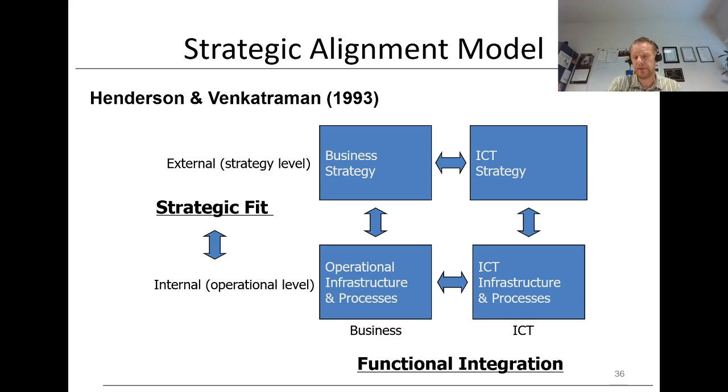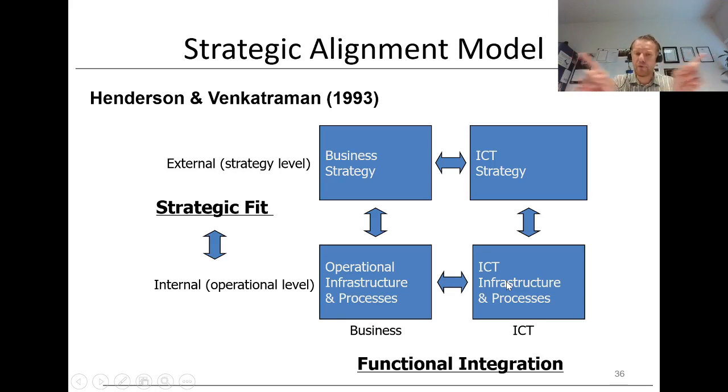Here, these are the ICT infrastructure and processes. So this is the IT implementation, right? The processes that can realize your ICT strategy, but also help you realize your operational infrastructure and processes. So you see that we have various types of fit or alignment here. We have a fit between our business strategy and our operational infrastructure and processes, which we call strategic fit, or between ICT strategy and ICT infrastructure and processes.